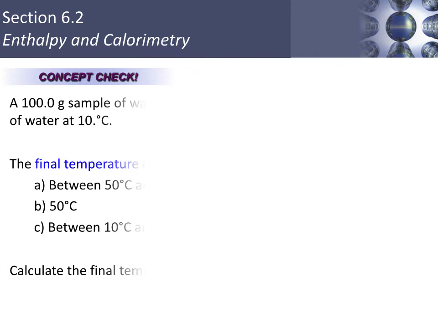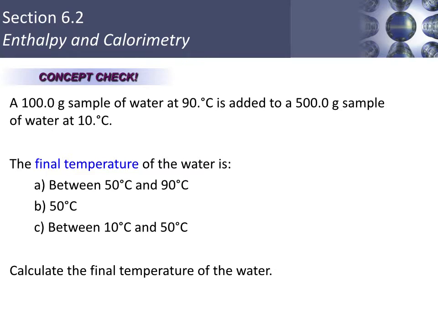Let's try another. Now we have a 100 gram sample at 90 degrees Celsius added to a 500 gram sample at 10 degrees Celsius. In this situation, what would the final temperature of the water be? Why don't you pause it here and see if you can look back at the way that the other one was performed and see if you can get to the correct answer here.